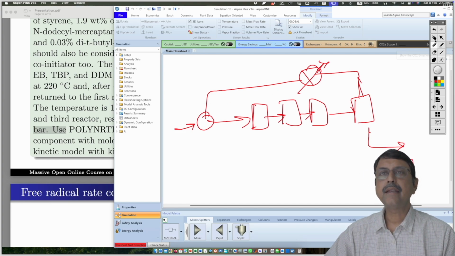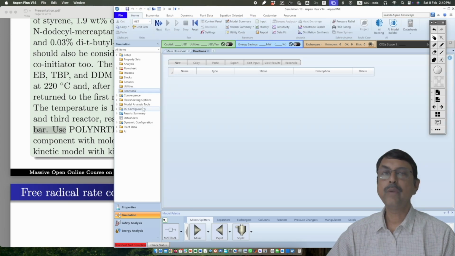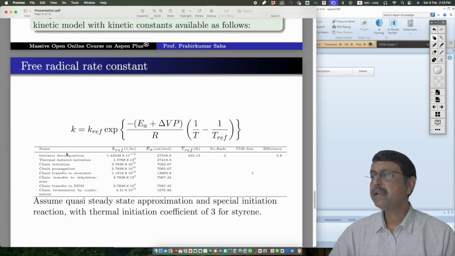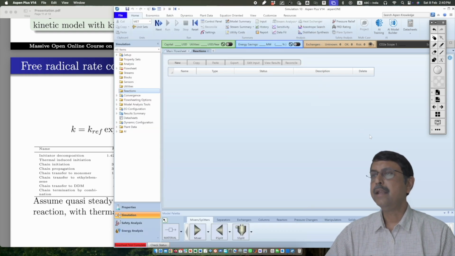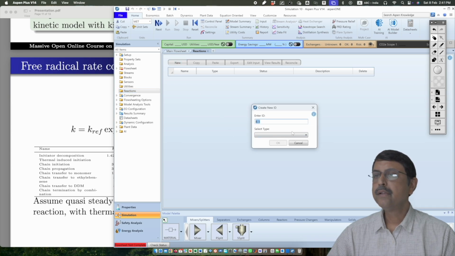But before that, let us learn something about the reaction mechanism, because we do not know anything about the free radical mechanism other than whatever has been provided. But whatever has been provided over here, we have to learn, because we cannot use them blindly. But anyhow, first press new to identify a reaction. Okay, so what are those reactions?